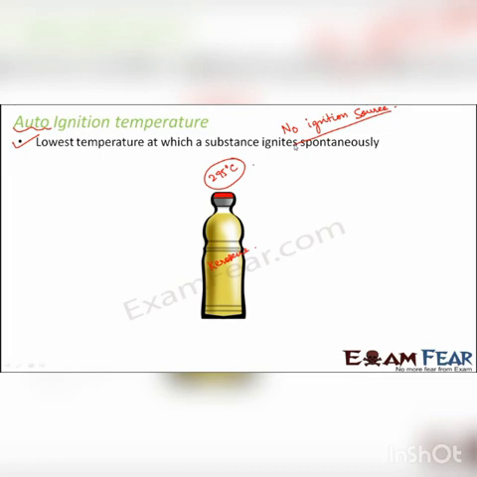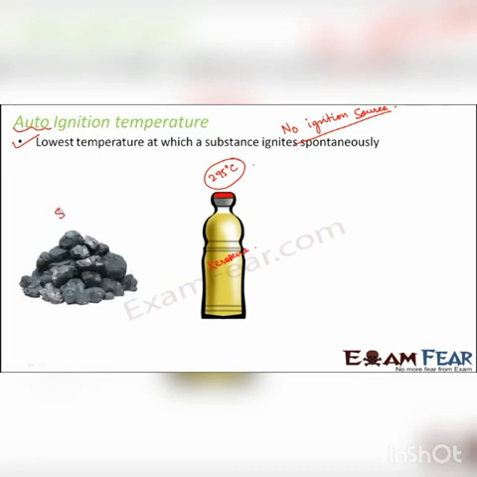So let us look at a few other examples. Take the example of coal. The auto ignition temperature of coal is around 500 degrees Celsius. That means if you heat coal to this temperature, coal will catch fire on its own. And that is what happens in so many coal mines. We have discussed coal mines, right?